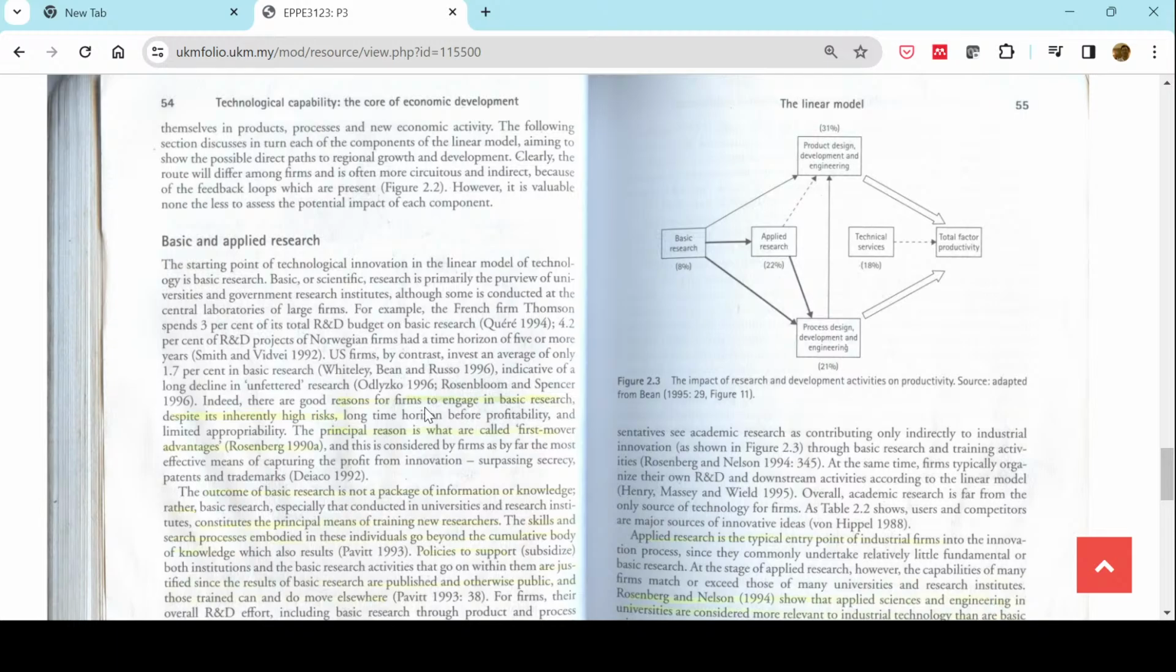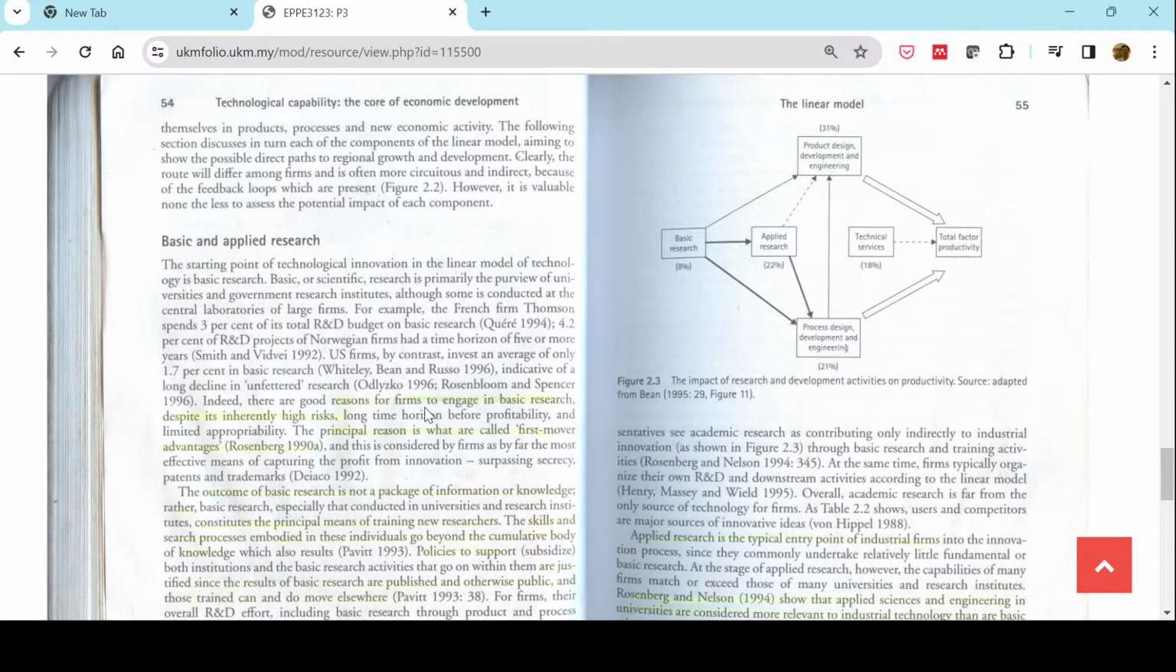Because the return will be little, cannot be commensurate with the amount spent. So private firms will not do basic research. They will do applied research, taking the new frontier knowledge that came from basic research. Now they do applied research.